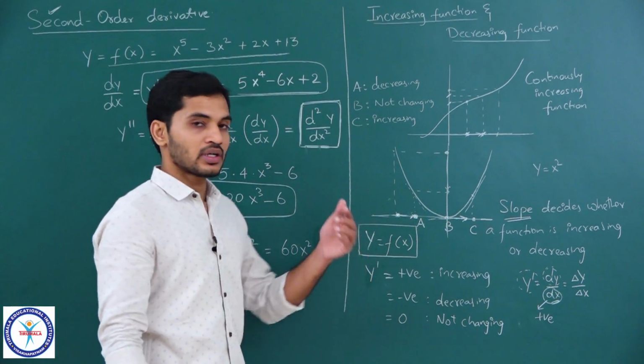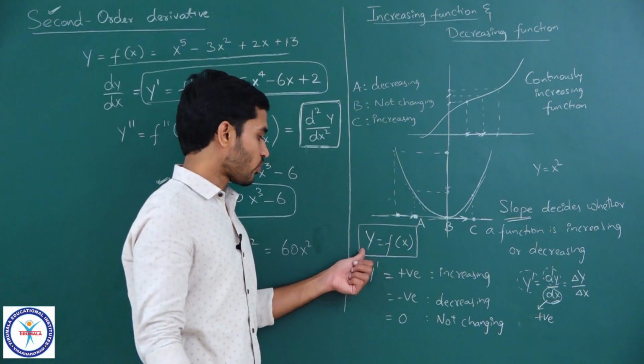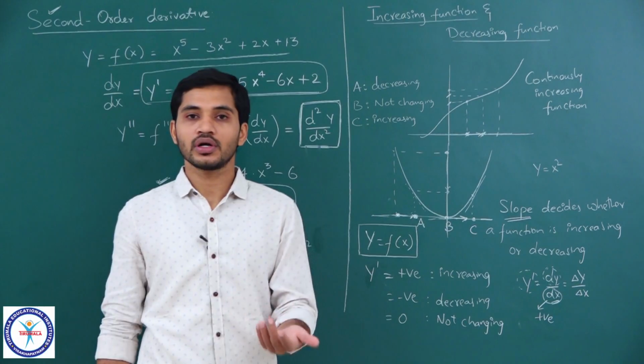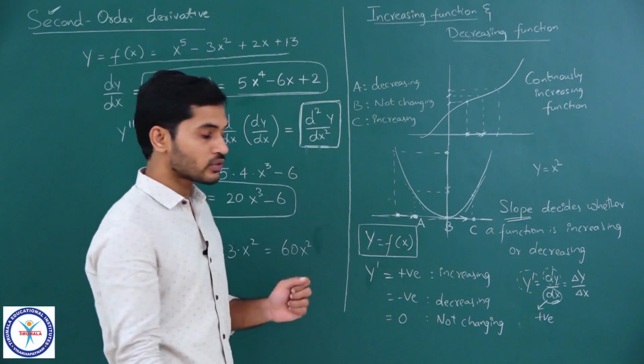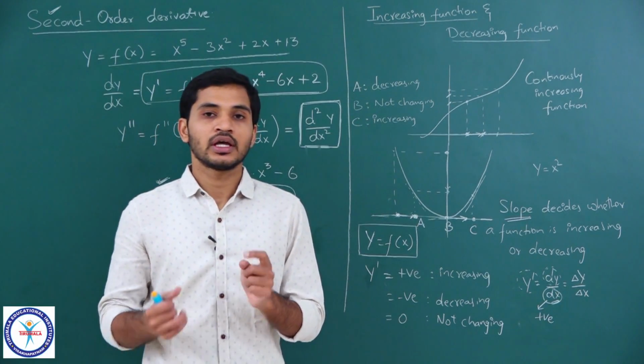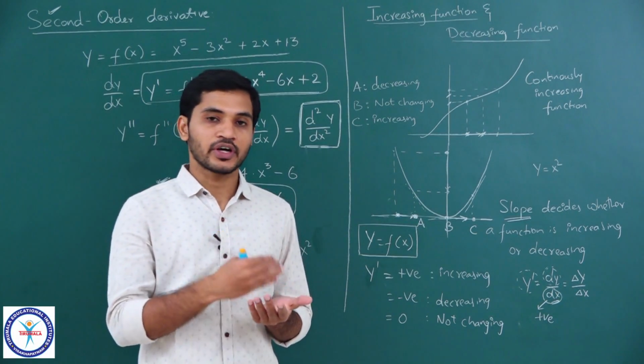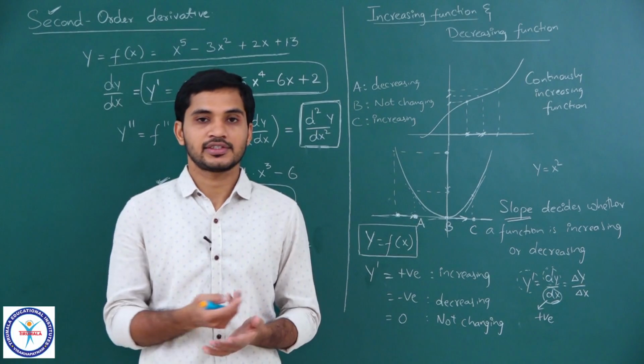So, please remember, the first order derivative of a function tells us whether the function is increasing or decreasing. So, I want you to write down this statement in your notes. The first order derivative of a function decides whether a function is increasing or decreasing. Clear?